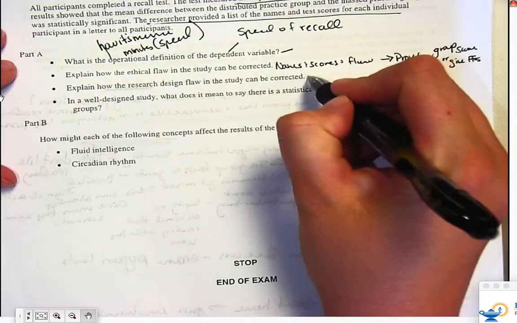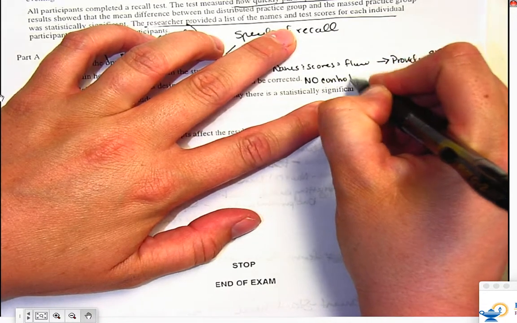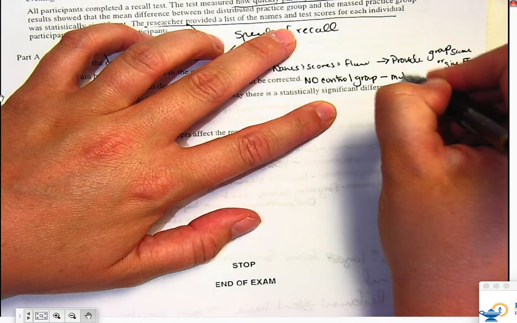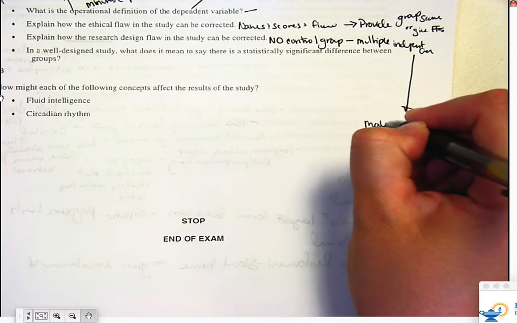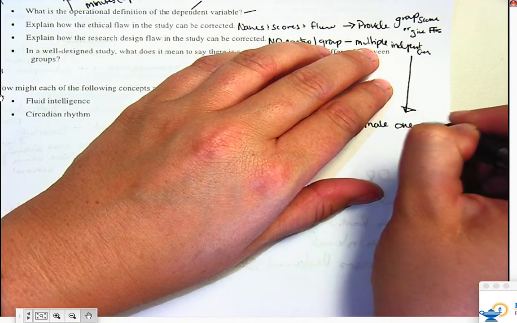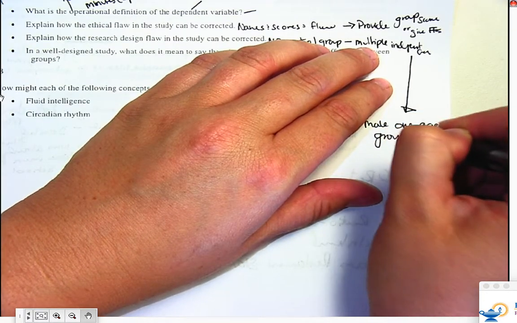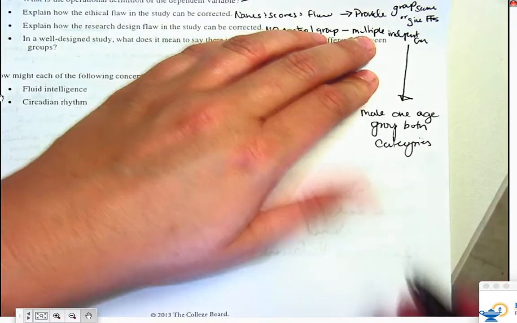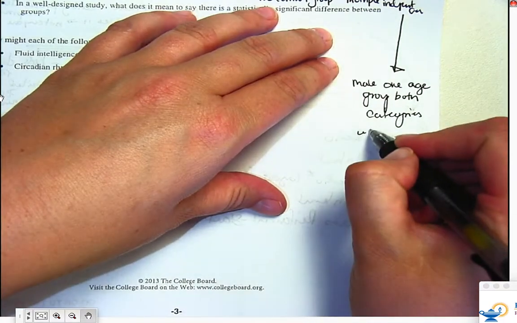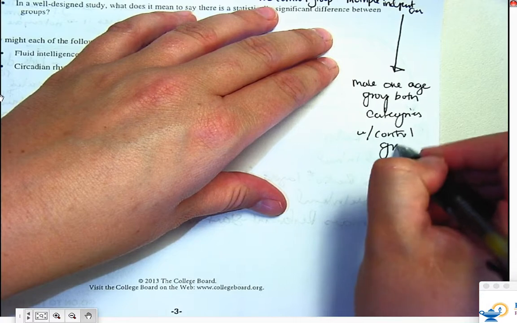Explain how the research design flaw in the study can be corrected. What is the research design flaw, Annie? There's no control group. No control group. Multiple independent variables. Okay, so how are you going to correct it? Either make both of them, because there's 2 age groups, make them both on the same test studying, like either distributed or mass practice. So either make that the same or make the age group the same. Make one age group both categories. Okay, with control group. There you go. All right, that sounds good to me.